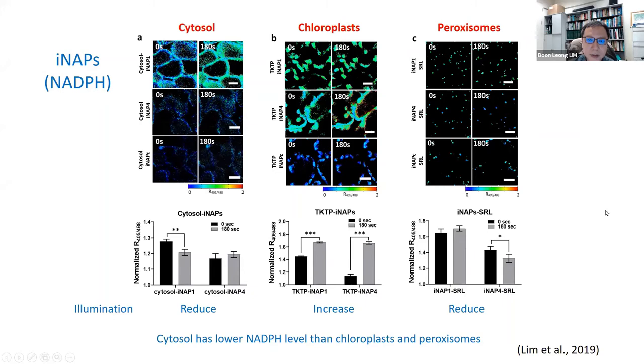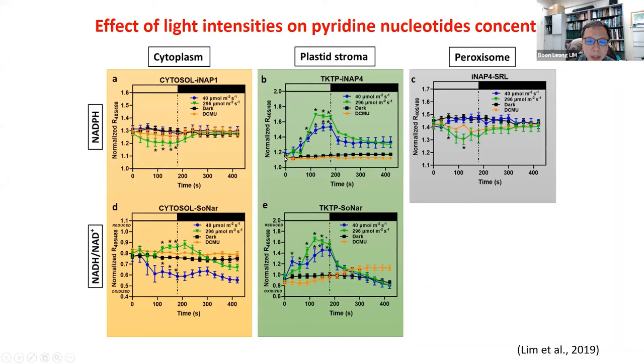And then when we illuminate the 10 day old seedlings, we can see that at light intensities of 40 or 296, they can stimulate the NADPH level in the stroma upon illumination, and when the light was off, it will drop. And this is the stromal NADH to NAD ratio, and illumination also increased the ratio, and when the light was off, the ratio decreased.